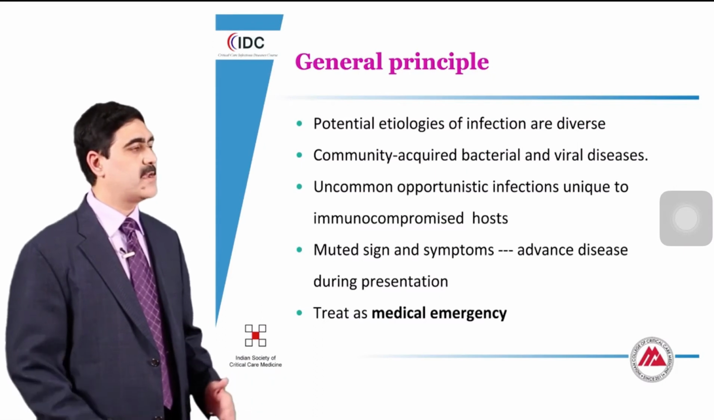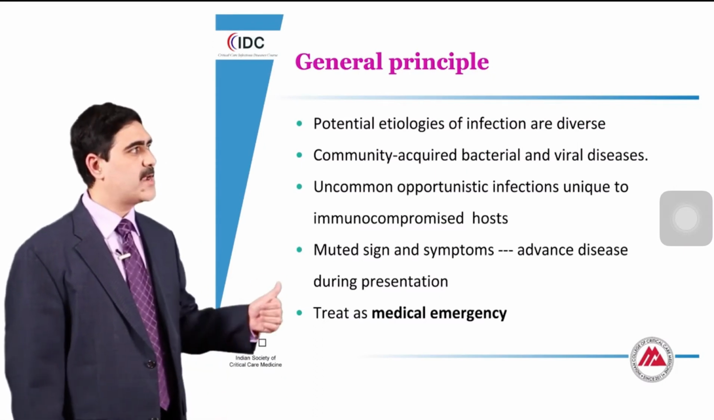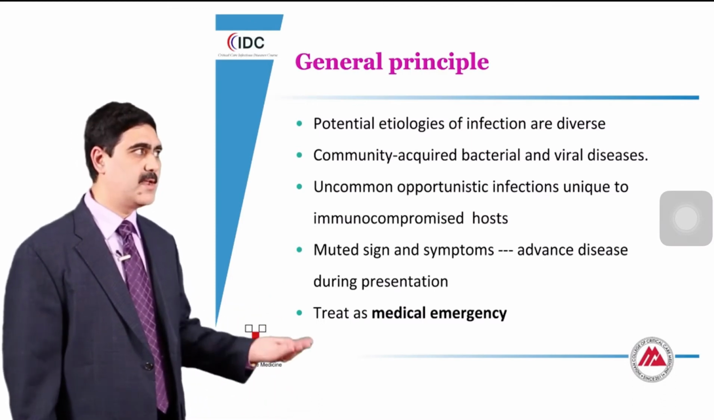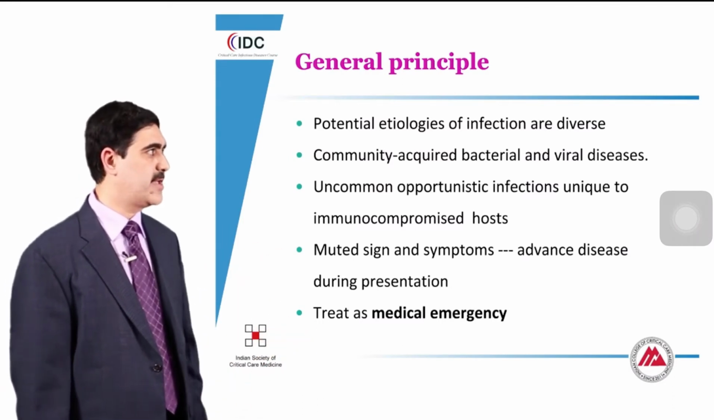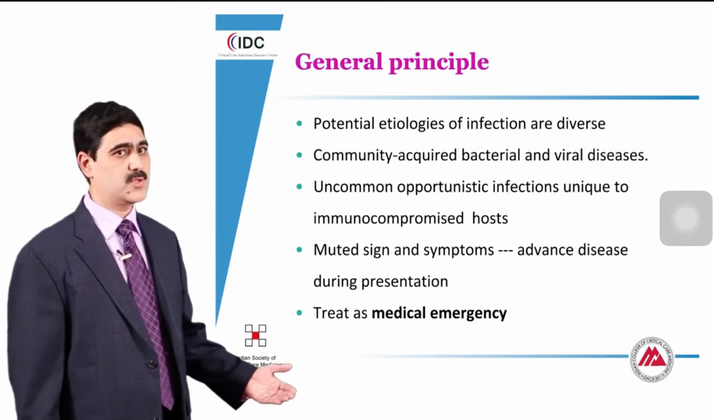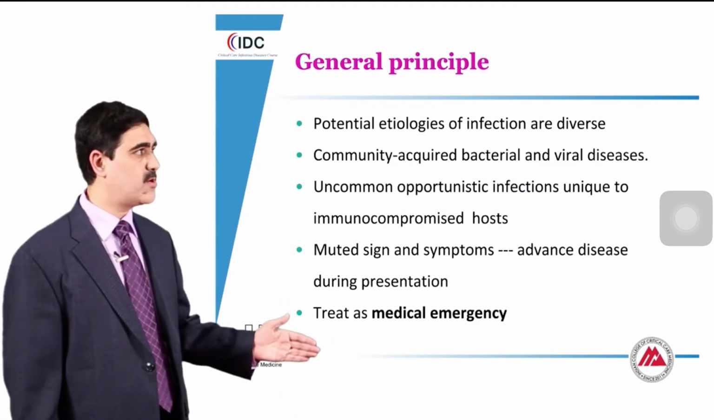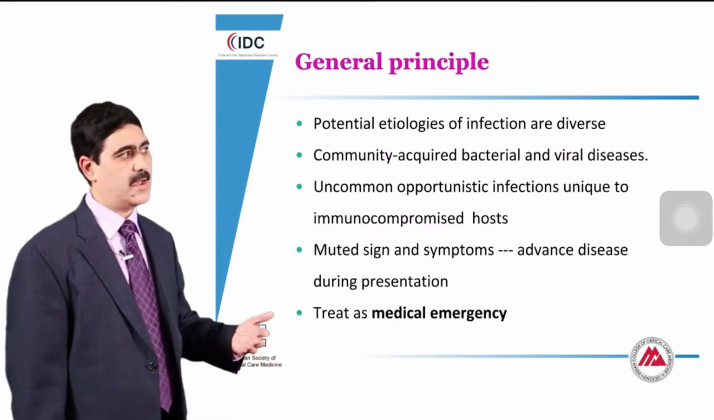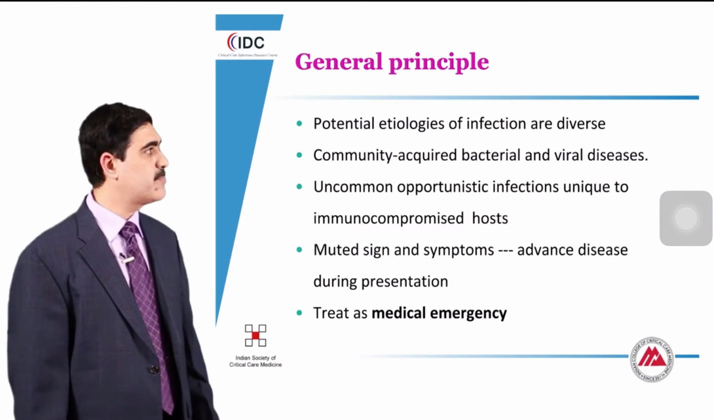So, once again broadly the general principles in managing these patients would be looking at potential etiology for the infections, which obviously could be diverse, and to remind again, rarer organisms, polymicrobial infections need to be kept in mind. They could be community acquired bacterial and viral diseases. So, just because they are immunosuppressed, we do not need to always think of only the rarer organisms. We need to also cover common community acquired infections that could be prevalent in the area where we are treating.